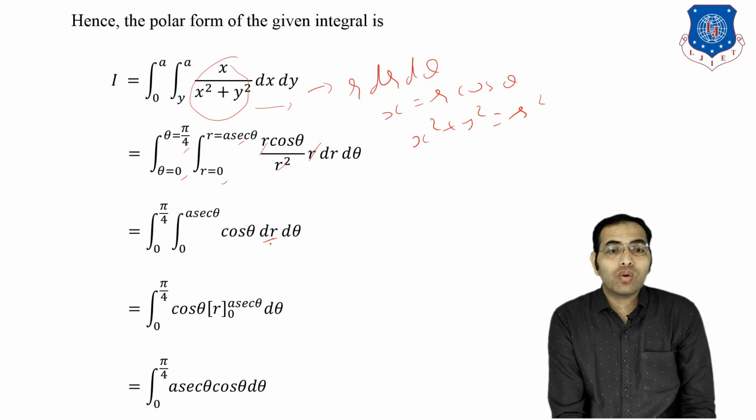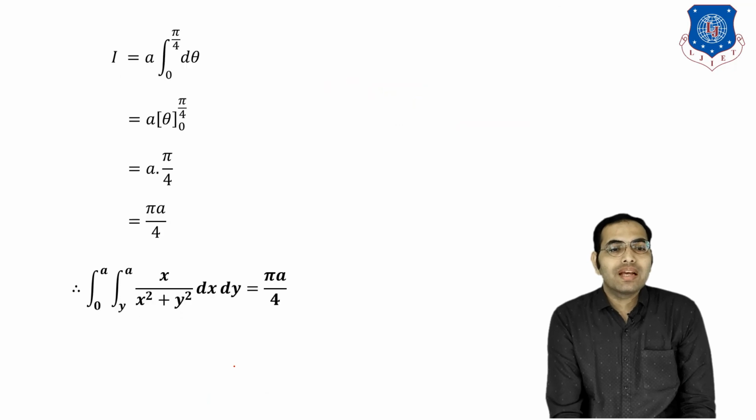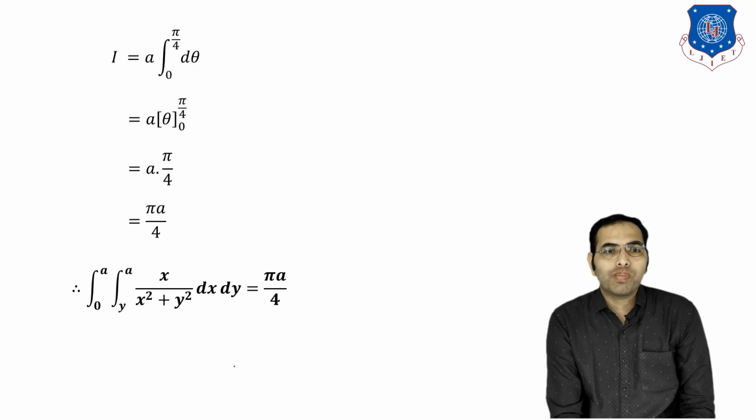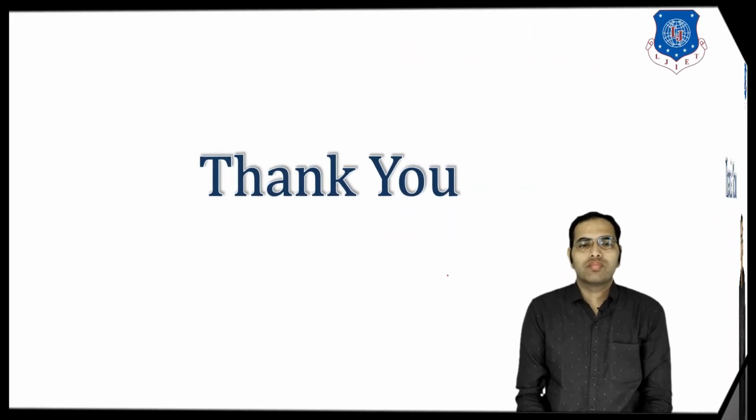First integrate with respect to r, where cos theta is constant. With r from 0 to a sec theta, the integral of 1 is r, upper limit minus lower limit, so a sec theta minus 0. Here sec is 1 upon cos, so cos cancels out, giving a, which is constant and comes out. Then the integral from 0 to pi by 4 of 1 d theta is theta, upper limit minus lower limit, giving a into pi by 4 minus 0, that is a pi by 4. That is exactly what we had to find.